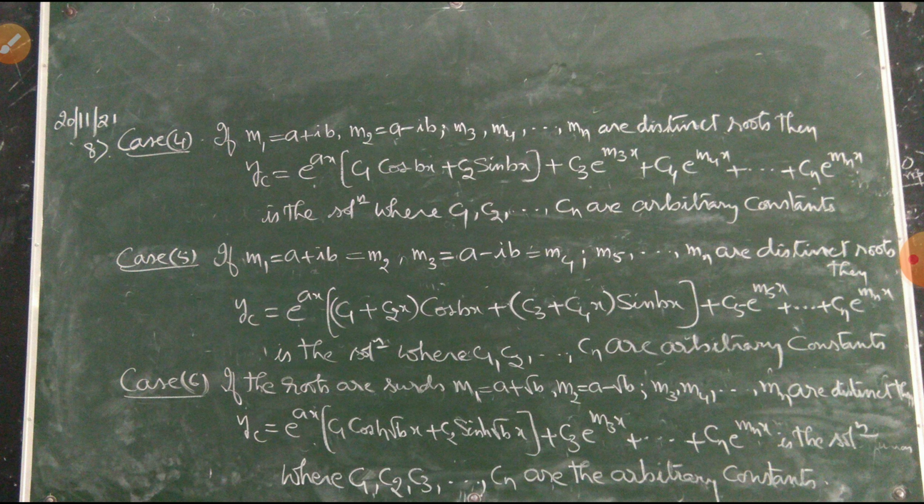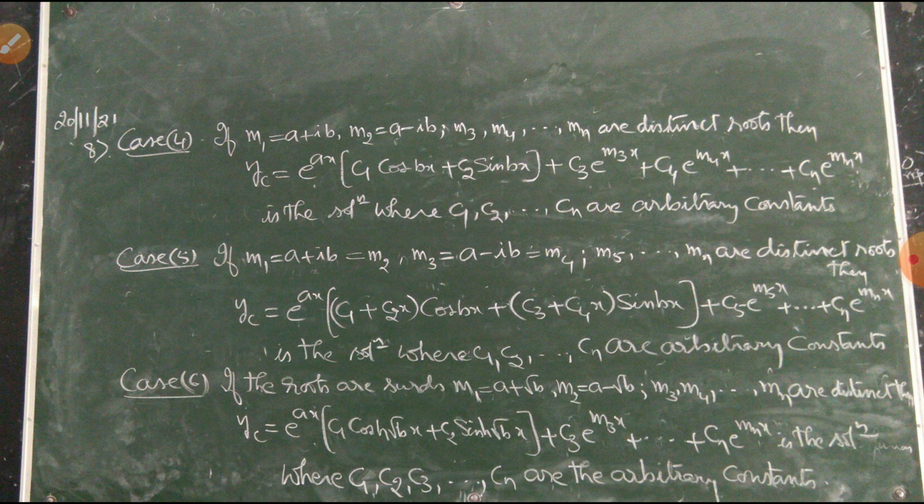Case 5. If m1 equals a + ib, which also equals m2, and m3 equals a - ib, which equals m4, and further m5, etc., mn are all distinct roots. What is happening here? The complex roots are occurring in pairs. Under this condition, the complementary function yc becomes e^(ax) [(c1 + c2 x) cos bx + (c3 + c4 x) sin bx] + c5 e^(m5 x) + and so on + cn e^(mn x).